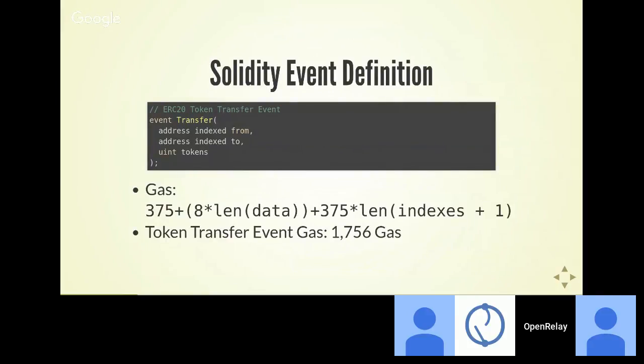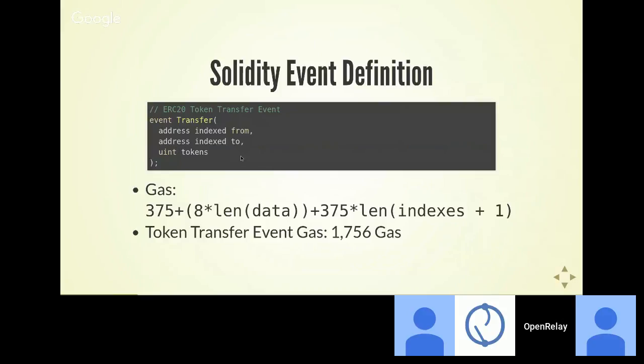So here is an example of a Solidity event definition. This is an ERC20 token transfer event. You can see we declare that we are starting an event. We give the event a name, in this case Transfer. Then we say that this is an address called from, and it is indexed. The next argument is an address called to, which is also indexed. And then we have an unsigned integer called tokens, which is not indexed.